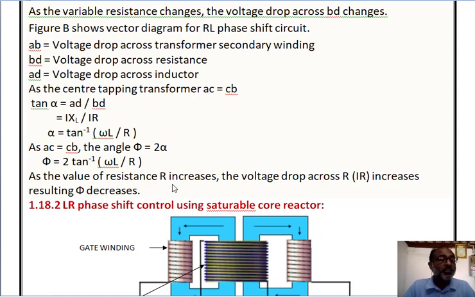So if we increase the value of the resistance, the voltage drop across the resistance increases. Due to this, the angle phi, which is the angle between the anode voltage and the gate voltage, decreases, which increases the current IDC.